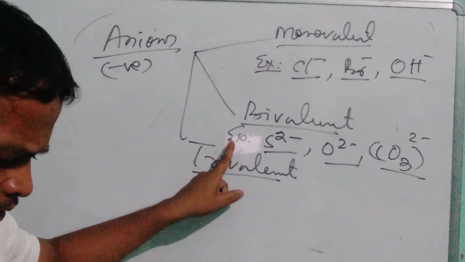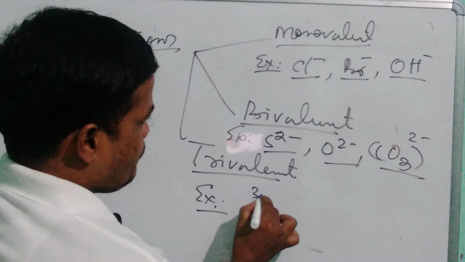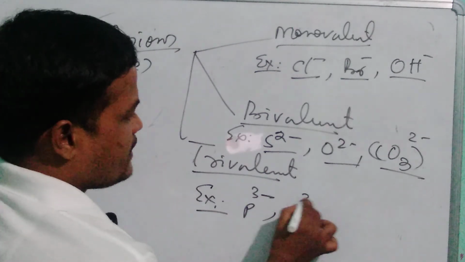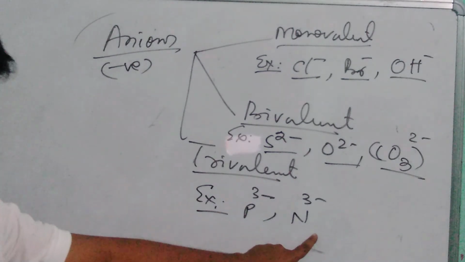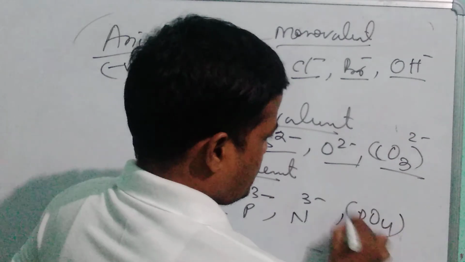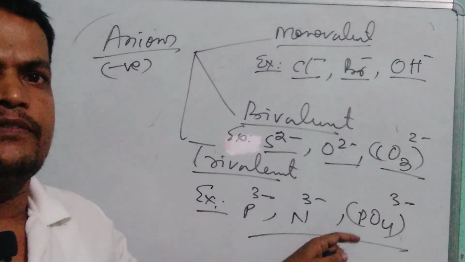Next come to trivalent ions. Trivalent ions, you can say phosphorus 3 minus, nitrogen 3 minus ions, triple charge ions. We can say phosphate. So these are trivalent negative ions or trivalent anions.